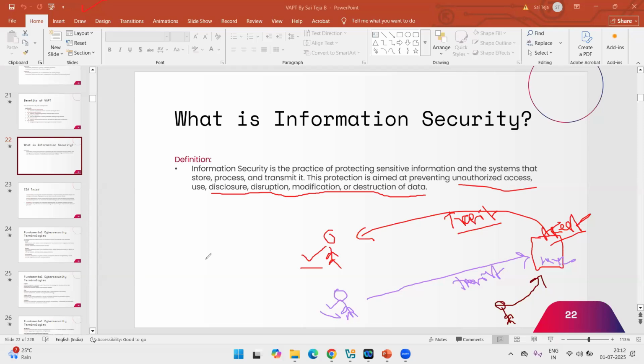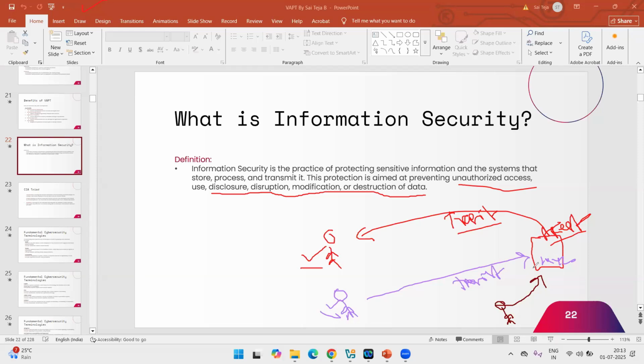So we as security people need to provide the security best practices to protect all the sensitive information from all of these things, right? Unauthorized access, use, disclosure, disruption, modification, and destruction of the data. Only users should be able to access their own personal information. Only they can modify their information and delete their information as per the privileges they have been assigned.